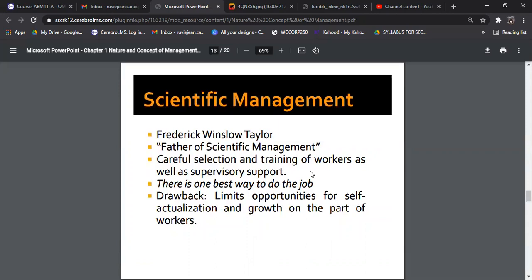There is a series of trainings that our employees need to undergo to be effective and efficient employees. Not only from selection at hiring, but once hired, we give them training, as well as supervisory support. So under scientific management, there is also a need for people who will be managing the employees. If you have employees, there should be managers or supervisors who will be managing them. And under scientific management, it is also believed that there is only one best way to do the job.